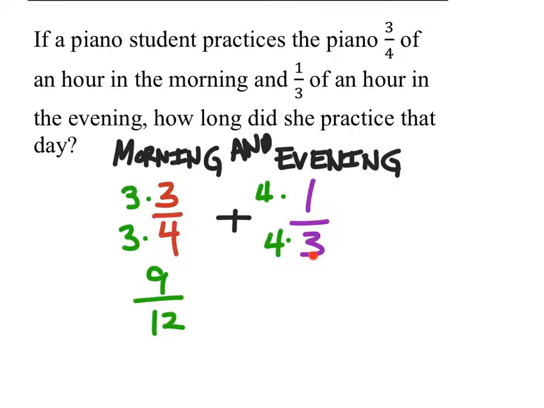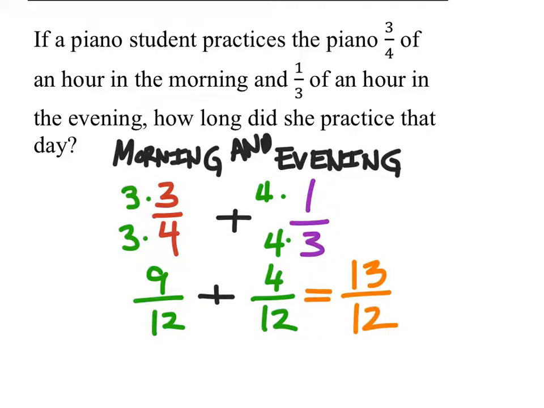And over on this side, I've got 4 times 3 again, which is 12, and then 4 times 1 there, which is going to be 4. 4/12. And we are adding these two together. 9 plus 4 is going to be 13, so it'd be 13/12. Now that's great. This looks good. 13/12.